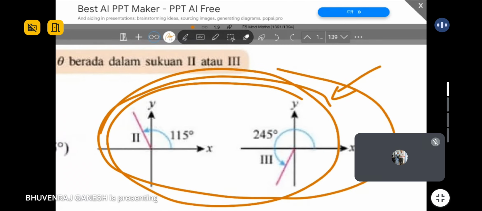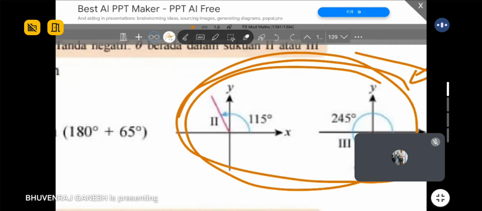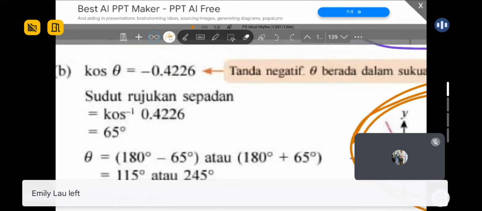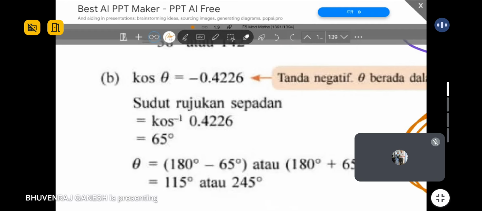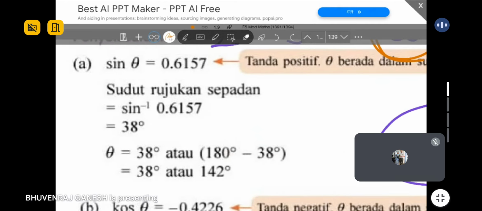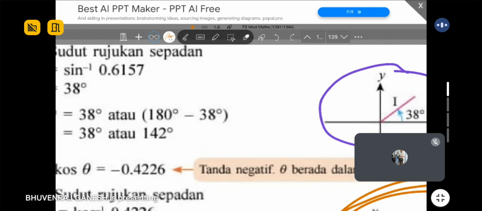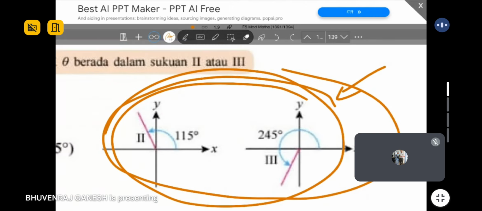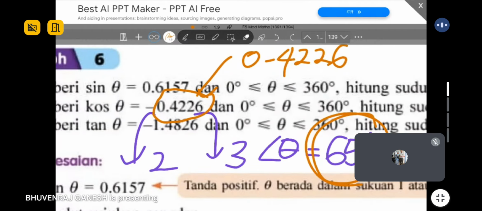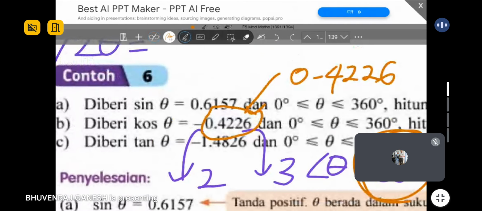Can you all get the concept? So, yeah, depends on you. Kalau kamu boleh bayangkan, kamu boleh terus buat macam ni. Okay? But to be safe lah, untuk elakkan cuai, to avoid careless mistake, better draw this. Lebih baik untuk lukis yang ni. Okay? So, yeah. Alright. So, kita lihat soalan C.